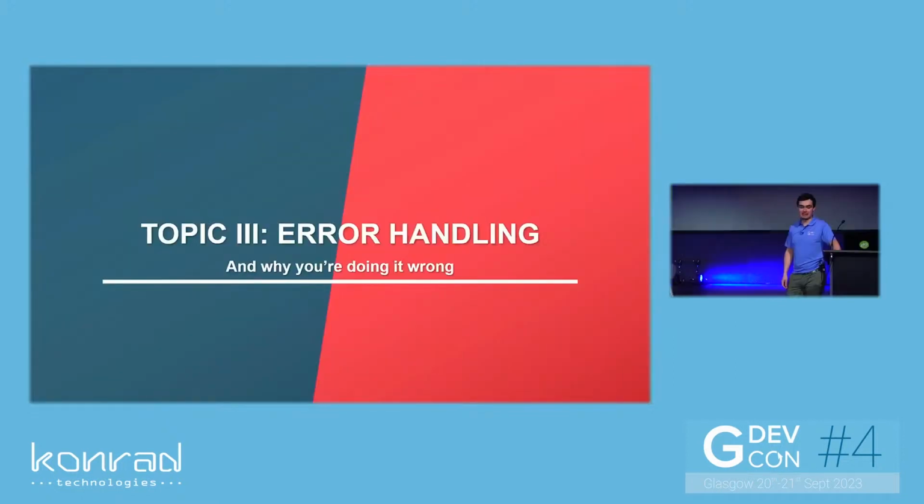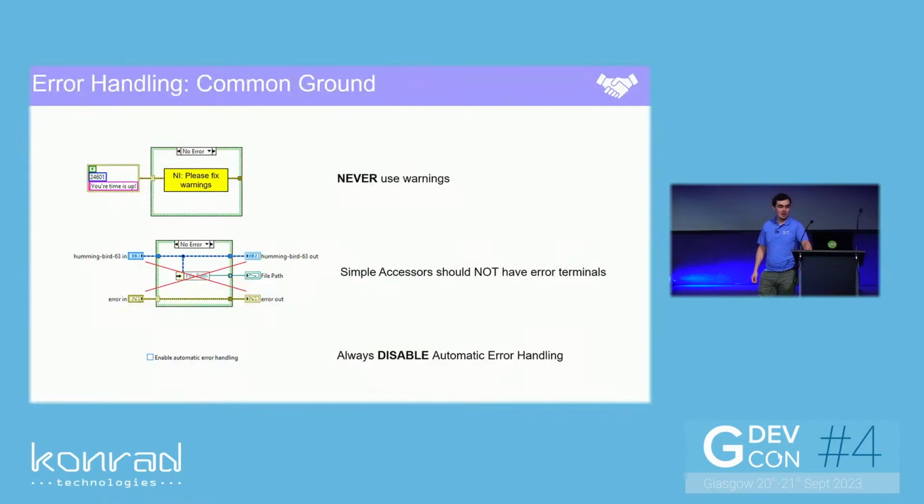Let's move on to error handling. Now, this is a section where we're going to move from style preferences to actual style functionality that will have an effect on your code and how your code will actually execute and why we're doing it wrong. First off, warnings. Friends don't let friends use warnings.